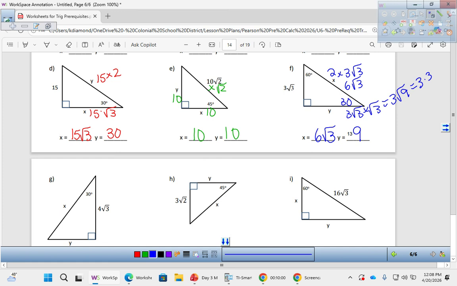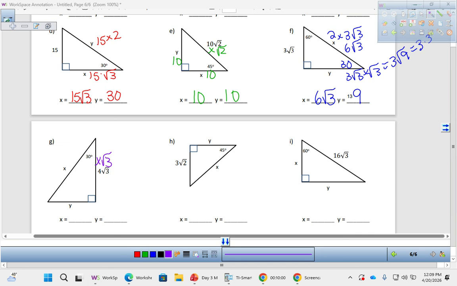This one is a 30, 60, 90. So I'm given my 60 leg, and my 60 leg is my short leg times √3. So I already have x, because I already have the √3. So my short leg, which is my 30 leg, is going to be the 4. And my hypotenuse is going to be the 4 times 2, which is 8.